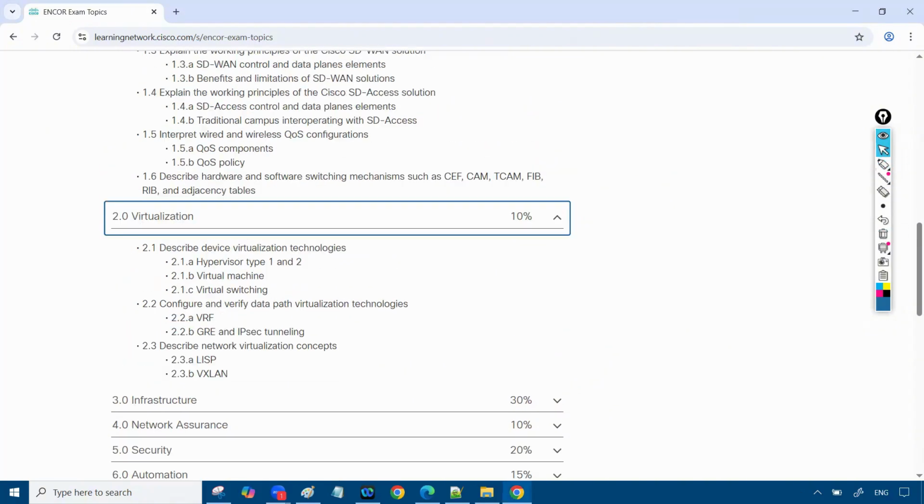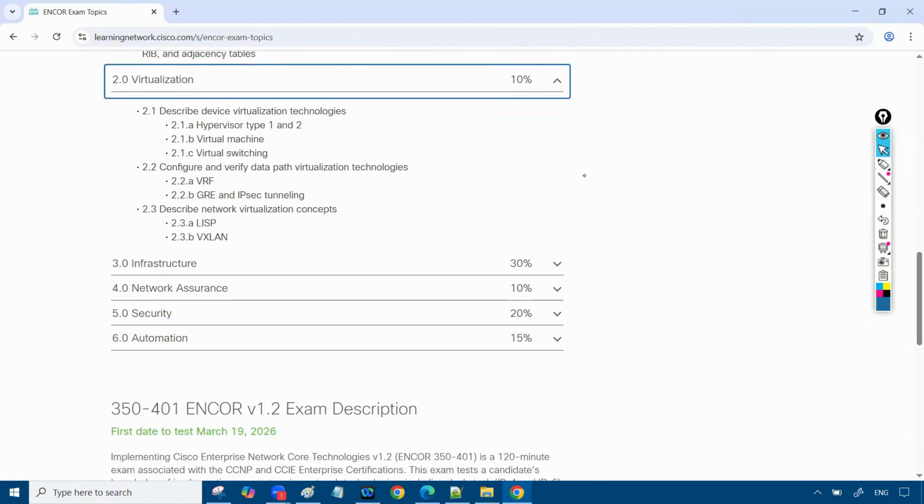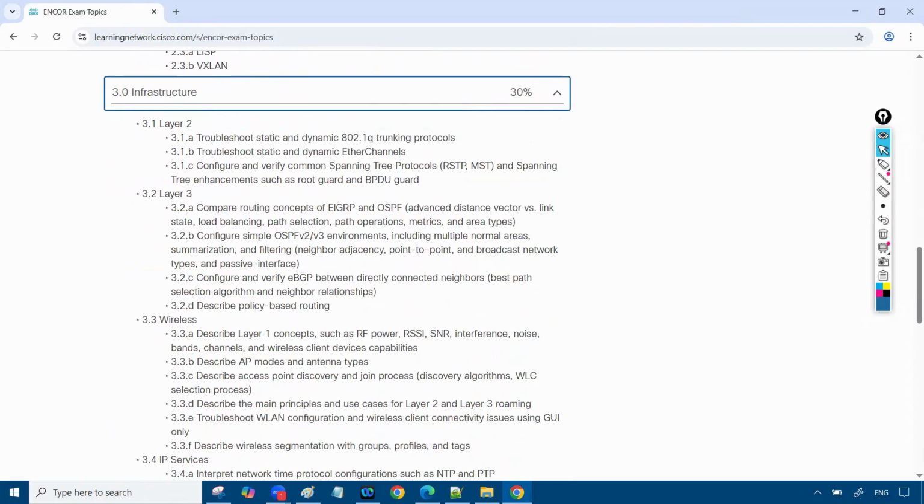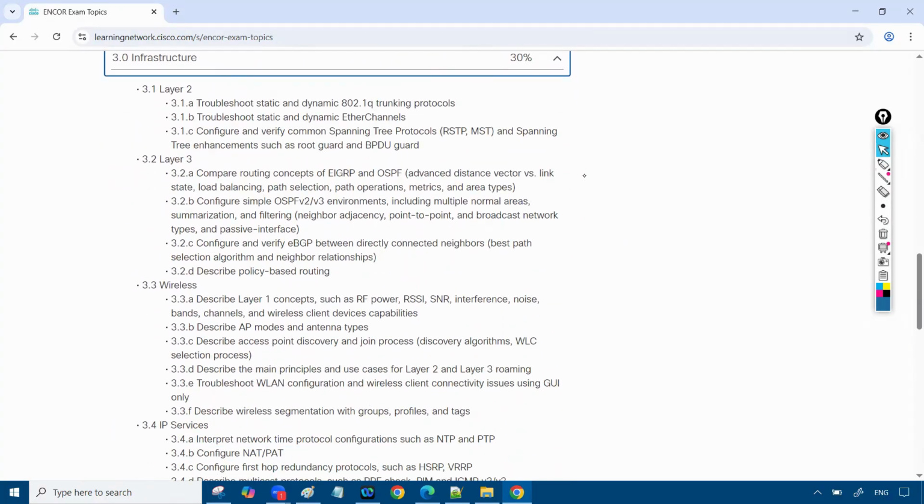Once we are done with the 10% of virtualization, we have infrastructure. In the infrastructure, we'll talk about layer 2 infra, where we're going to talk about VLAN, trunking protocols, CDP, DTP, VTP, RSTP, MSTP, and the spanning tree protocol. We have also discussed how we can improve spanning tree security by enabling root guard, BPDU guard, BPDU filter, loop guard, and UDLD. These things we discuss in layer 2 infra.